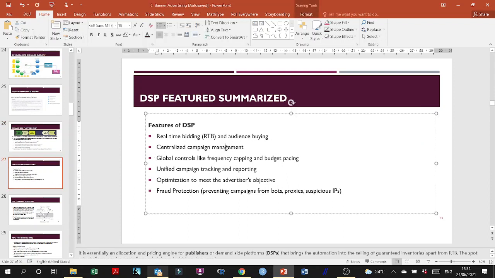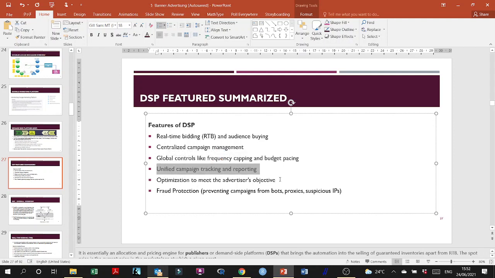Centralized campaign management. Global controls like frequency capping and budget pacing. So the budget pacing, we talked about it, like you can control your budget. And the frequency capping also, if you guys remember when we talked about the paid search ads, we talked about the impression share. So this is what it means, similar to what the impressions share is. And unified campaign tracking and reporting, again the same situation.